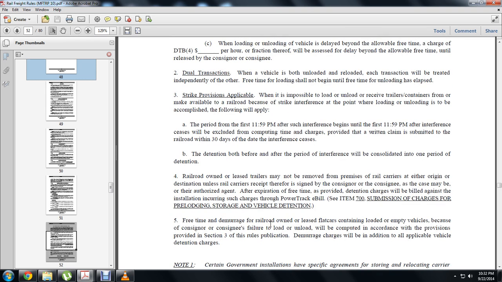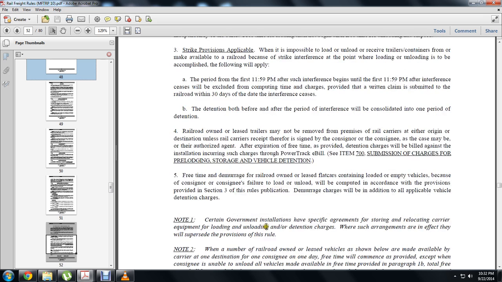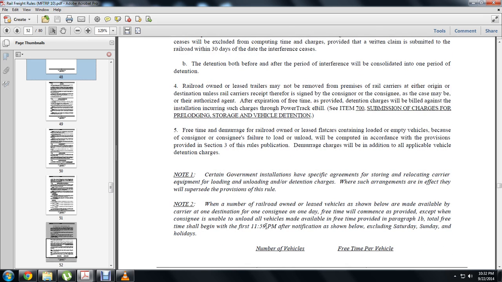demurrage. Railroad-owned or leased flat cars containing loaded and empty vehicles, based on the consignor's or consignee's failure to load and unload, will be computed in accordance with the provisions in Section 3 of the Rules of Publication. The demurrage charges are in addition to the applicable vehicle detention charges. Note 1. Certain government installations have specific agreements for storing and relocating carrier empties for loading, unloading, and detention charges. Where such arrangements are in effect, they will be superseded by the provisions of this rule.